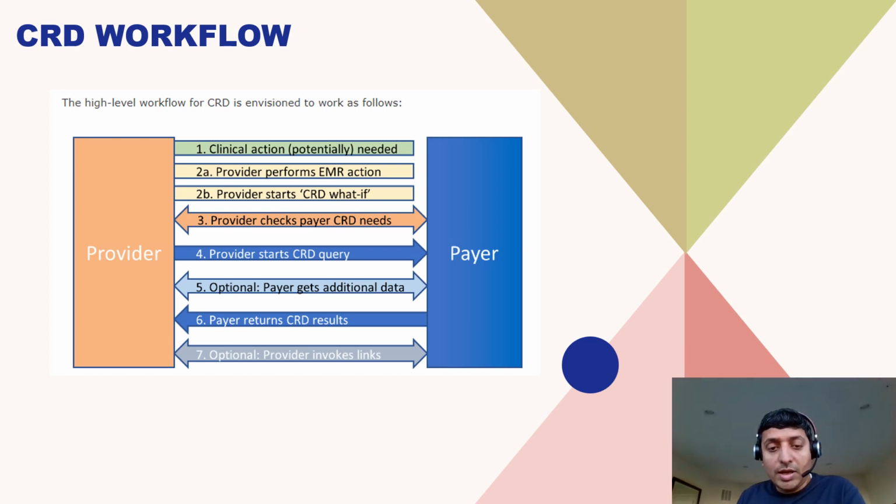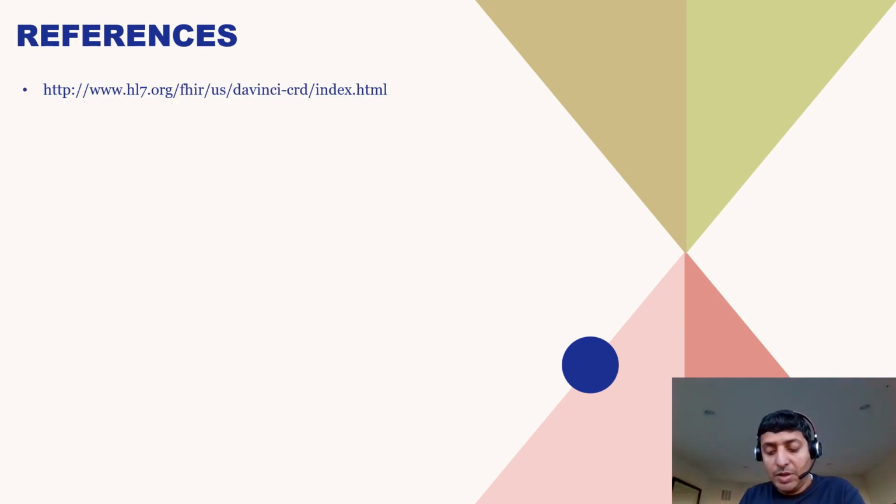Overall, if we talk about CRD, there are two key stakeholders, the provider and the payer. So the first step is clinical actions potentially needed. Second step is the provider performs an EMR action and the provider starts the CRD what-if scenario. The provider checks the payer system about the CRD need. Provider starts the CRD query, and there is an optional step where the payer gets additional data information sharing with the provider. The payer returns the CRD results, and there is one last optional step where the provider invokes the links which are shared by the payer as part of the CRD workflow. With this, pretty much we cover the overall workflow about the CRD.